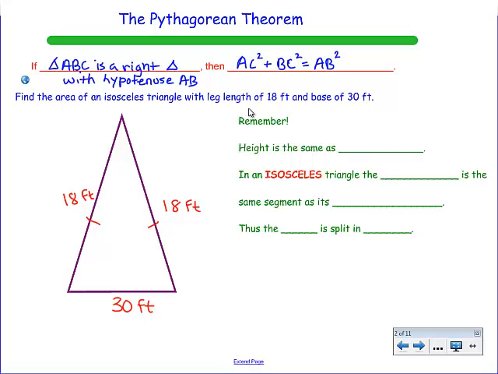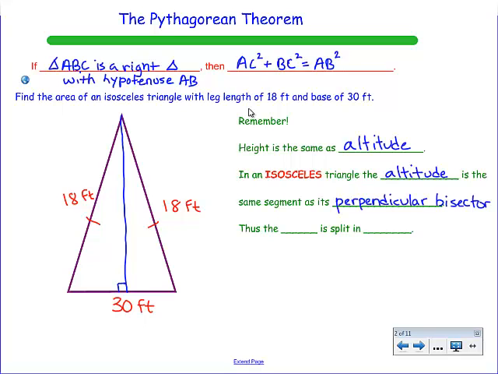Well, first off, height is the same as altitude, so we should be able to draw the altitude in from the vertex angle straight down and perpendicular to the base. In an isosceles triangle, the altitude is the same as its perpendicular bisector. Thus, we can say the base is split into congruent parts. So we can say that each of these bases are 15 feet. Now the question is, we need to find the height in order to find the area. Area, remember, is base times height, or 1/2 base times height for a triangle.